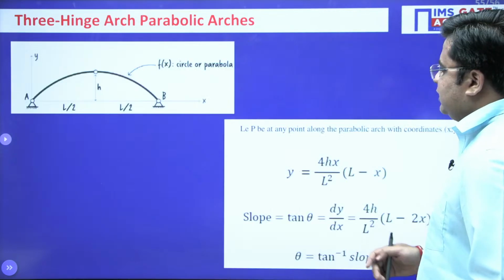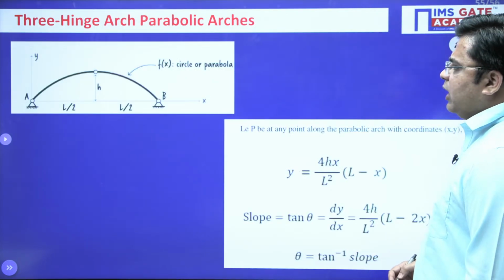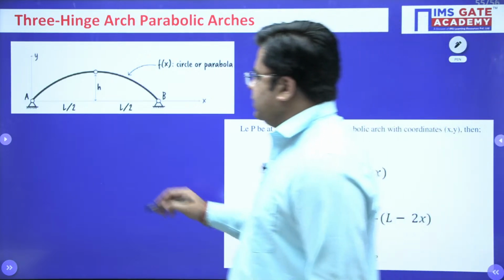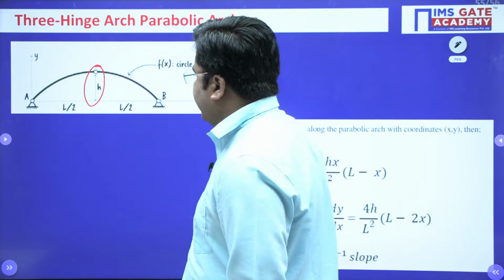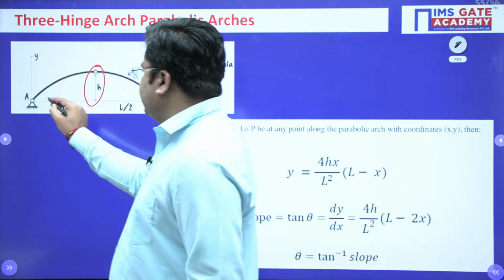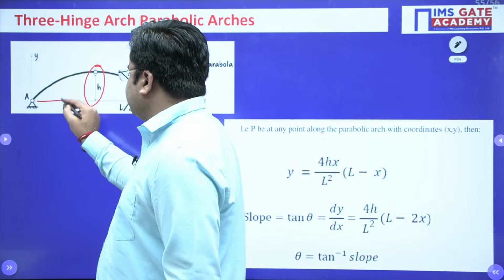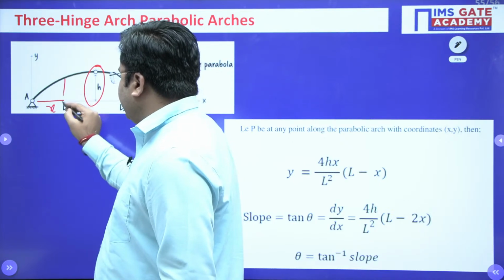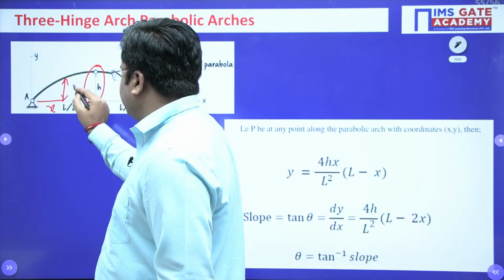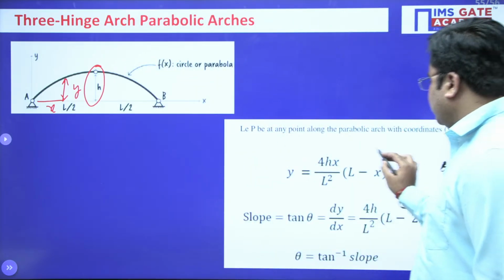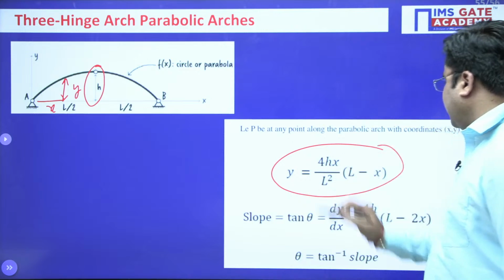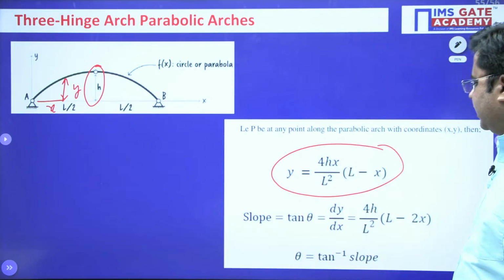Next is, for a 3-hinge parabolic arch like this, if H is the height of the crown, right? This H is the height of the crown, then for any distance x, this y can be calculated using a simple relation. y is equal to 4hx by L square into (L minus x), right?